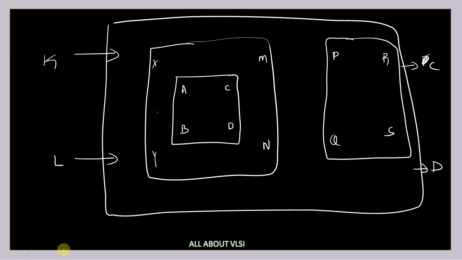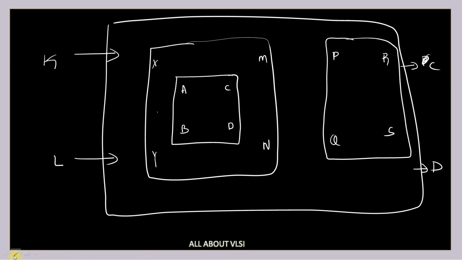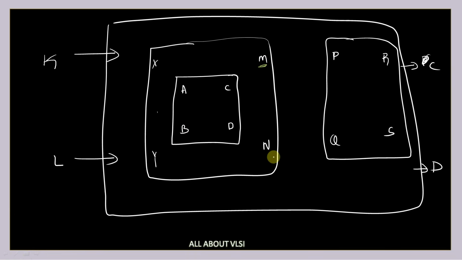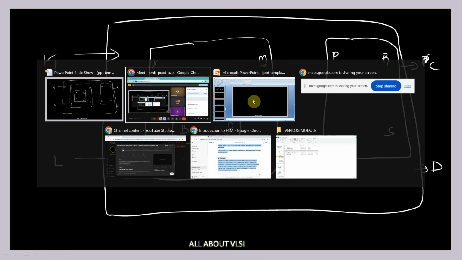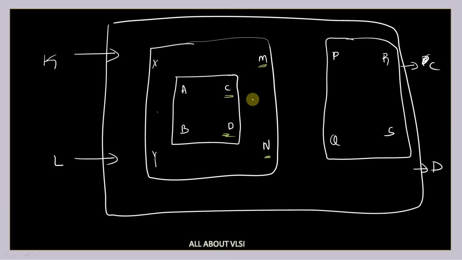Now let us see what our variables and data types should be, and how we are going to make this. Coming to M and N, what should be the data type of M and N? Can anyone tell me? Okay, first let us start from here. What should be the data type of C and what should be the data type of D?